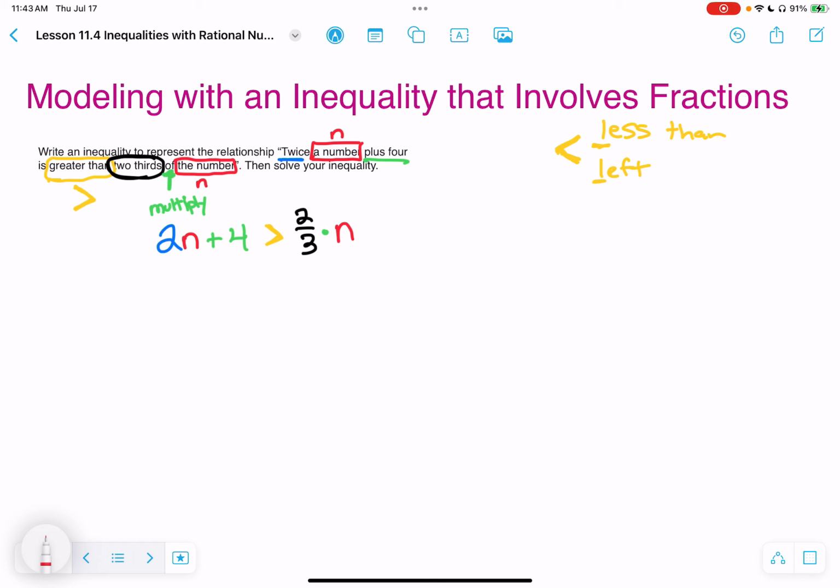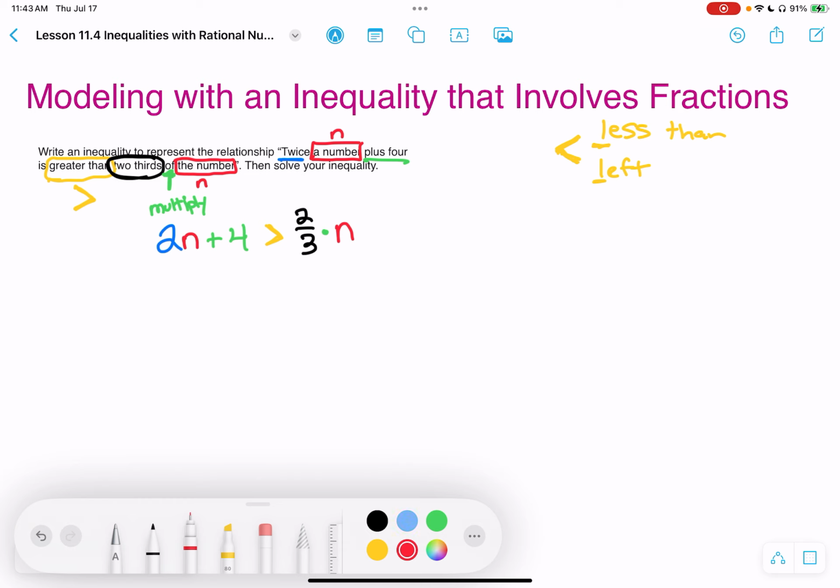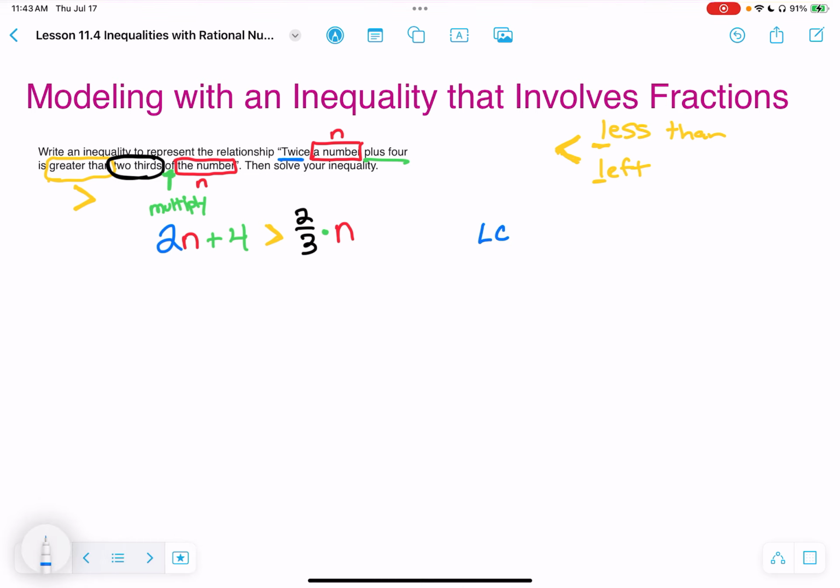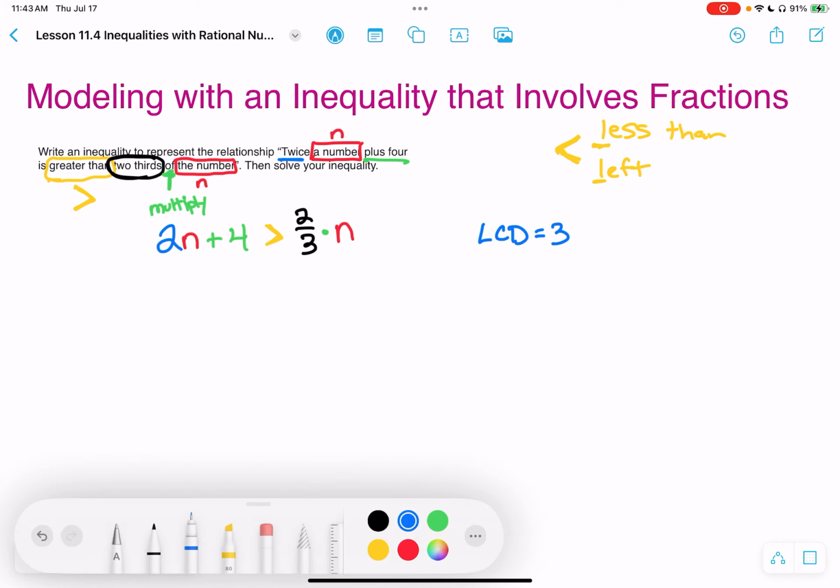Now the problem asks us to actually do some math, which is the part that's important. Solve the inequality. So, depending on how you feel about fractions, you could just go ahead and leave this as a fraction, and that would be totally fine. I don't love doing these with fractions, so I'm going to go ahead and multiply everything by 3. The lowest common denominator here is 3 because we only have one denominator, and it's 3. So I'm going to multiply everything by 3.